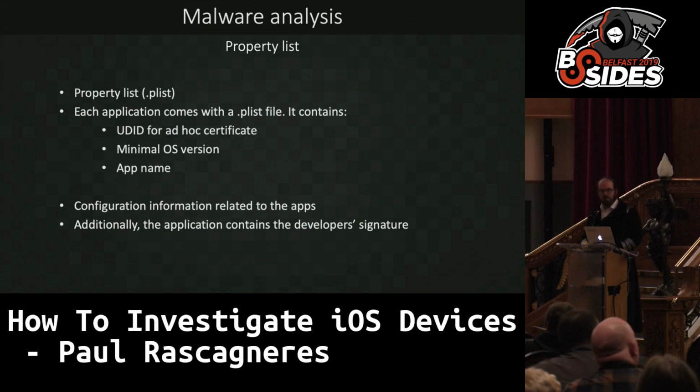You have a plist file inside of each application that gives the UID I just mentioned, for example, and you need to set up a minimal OS version and app name, for example, Instagram or whatever. So that's basically how an application works. The plist says the minimal requirements, and you sign your binary and the application with a developer certificate for that.